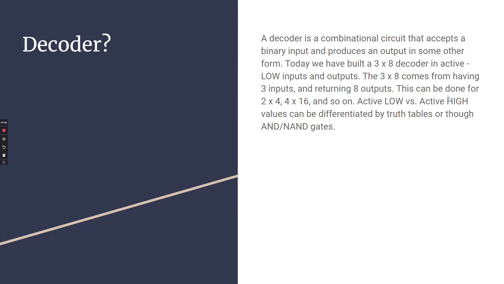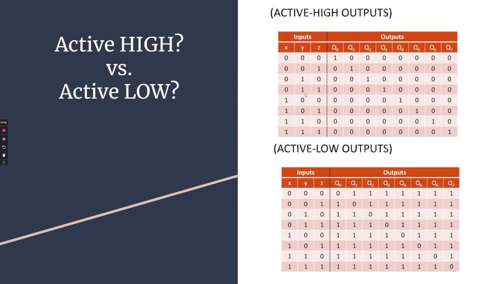And then the active low and active high outputs and inputs can be differentiated by truth tables or through AND or NAND gates, which I'll get into a bit later. But for the truth tables, you can see here on this next slide that active high outputs and inputs can be represented as all of the positive values being ones and the rest being zeros, versus active low, which is the complete opposite, where all of the ones now turn into zeros and the zeros turn into ones.